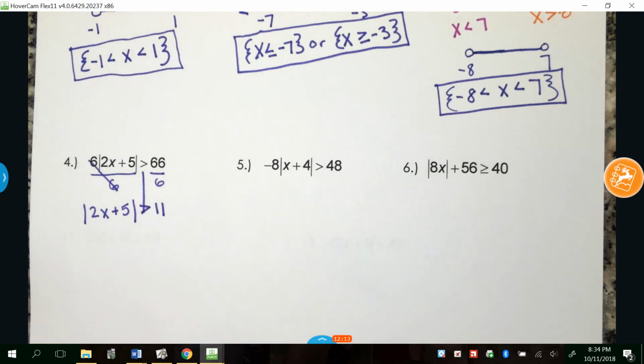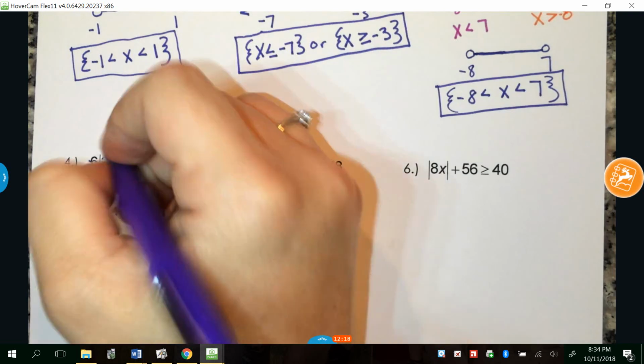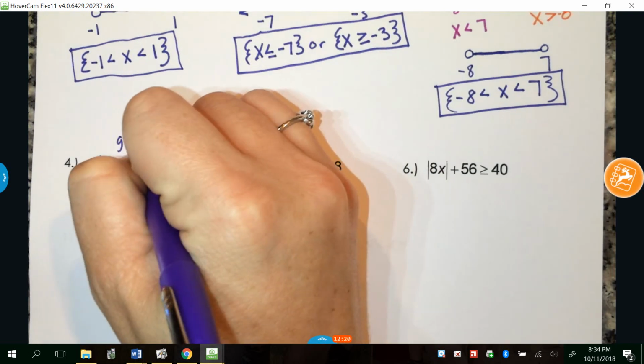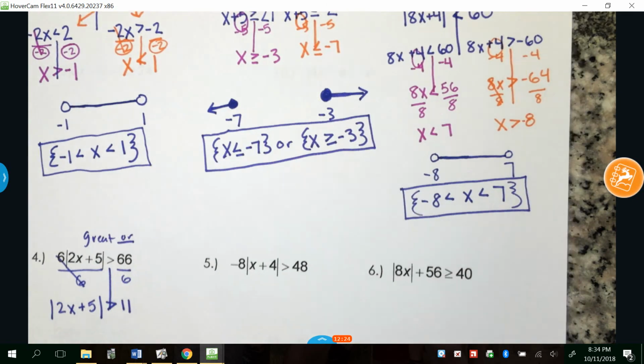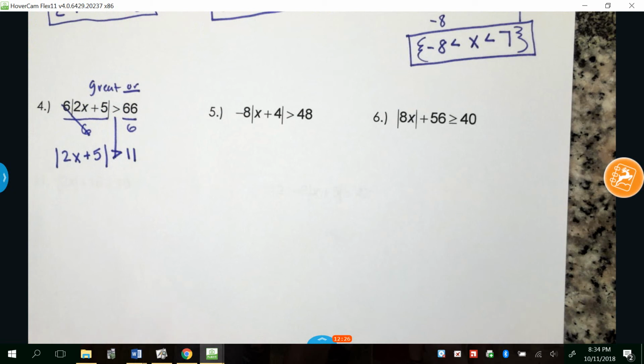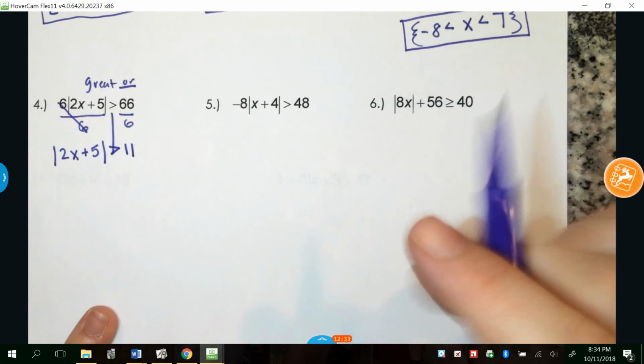Okay? So knowing that, you should be able to solve just like those up here. Remember, this is a greater than, so it's going to look something like this one. Okay? Now let's look at 5 and 6. These are a little different, and I'm going to show you something in just a second to pull on your old knowledge. But let's work it out.